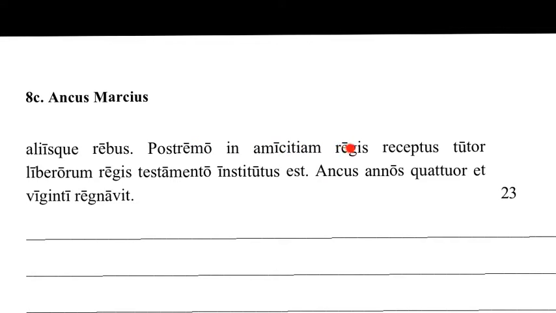Postremo in amicitiam regis receptus tutor liberorum regis testamento institutus est. Well, apparently, whatever he did, he was really good at it, because finally, prepositional phrase, regis, talks about that. Okay, we have this participle, having been received, where? Into this. So this is a participle referring to Lucumo, our subject. Tutor, well, what's up with this nominative? Have to hold that thought. Tutor liberorum. This is a genitive that goes with tutor. We're still trying to figure out what the tutor is doing in the sentence.